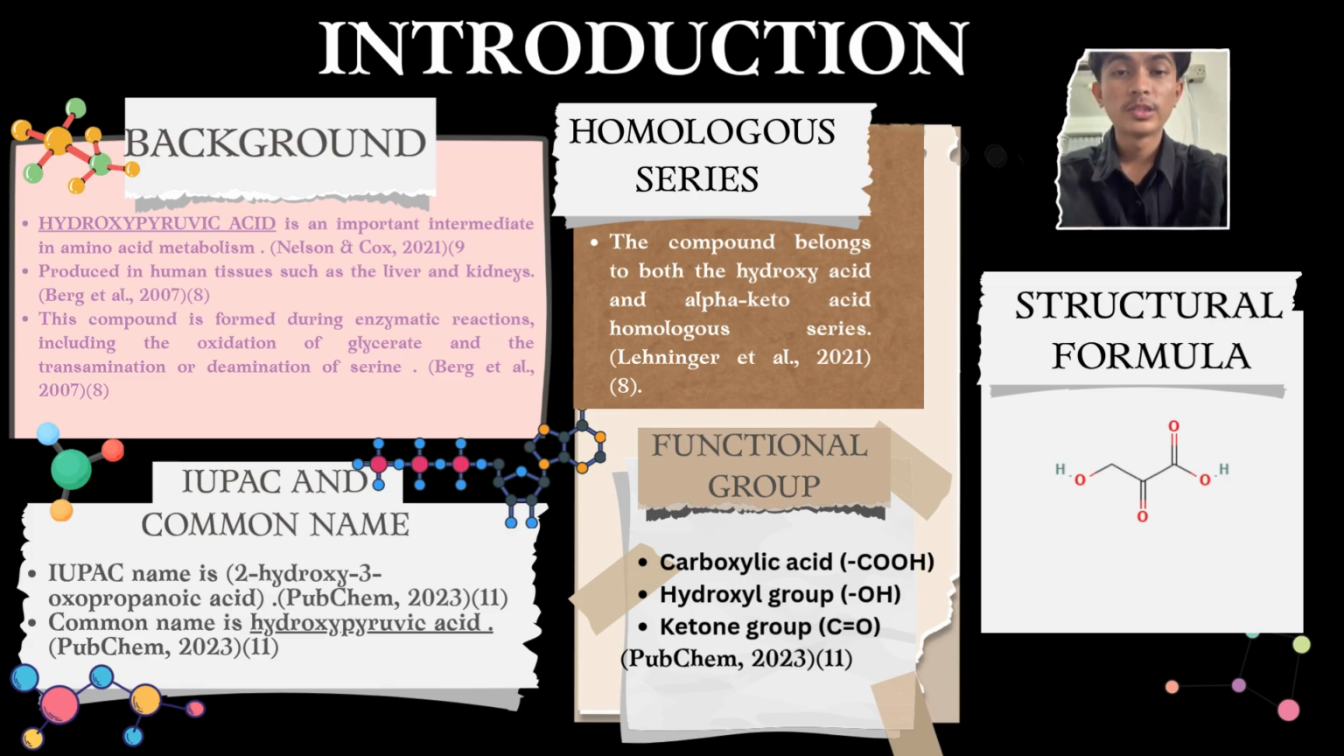Next, the homologous series. The compound belongs to both the hydroxy acid and alpha keto acid homologous series. It is structurally similar to pyruvic acid, differing by the addition of a hydroxy group. For the last, structure formula. This is the structure formula for hydroxypyruvic acid. Carbon 1 is attached to an OH group. This is a hydroxymethyl group, and carbon 2 has a ketone group. This is a carbonyl carbon. Carbon 3 is part of the carboxylic acid group.